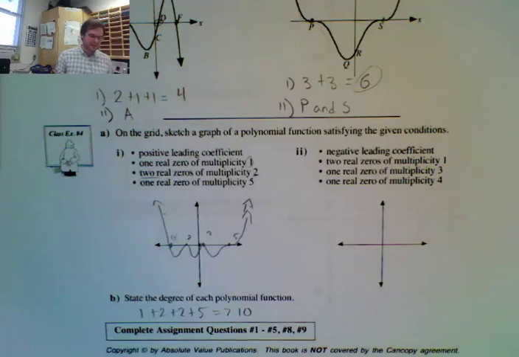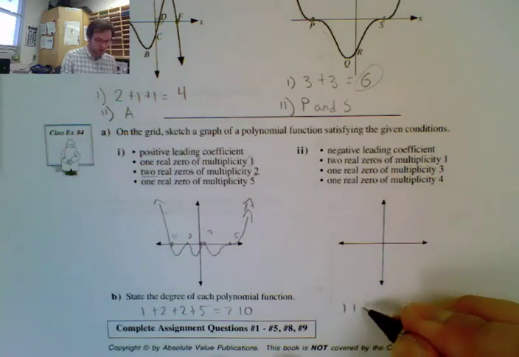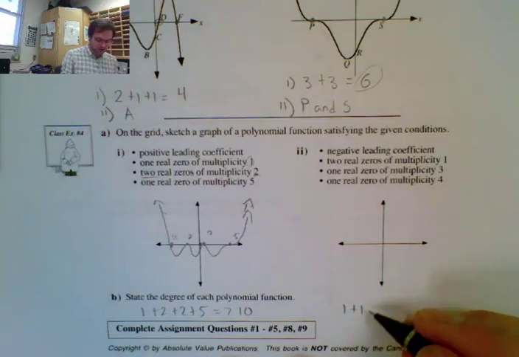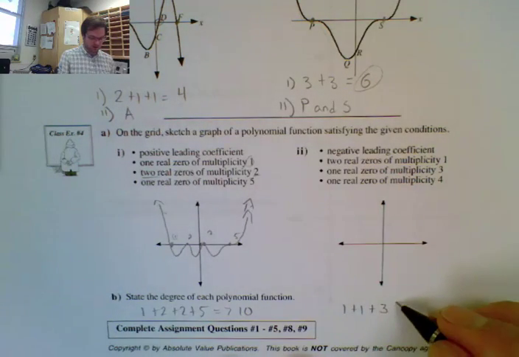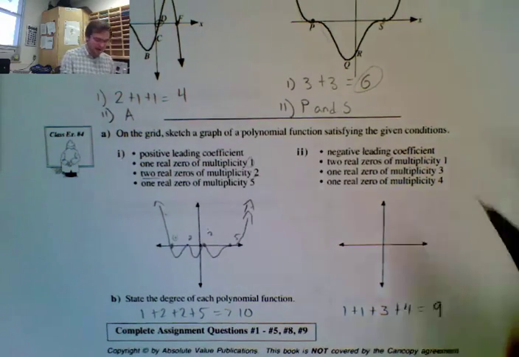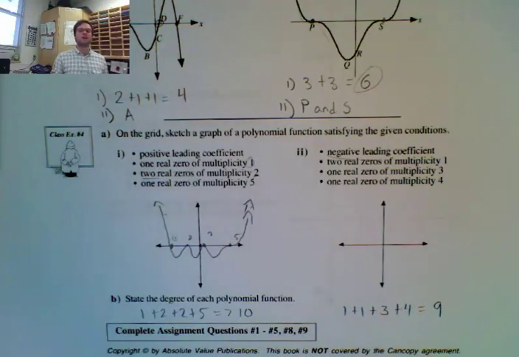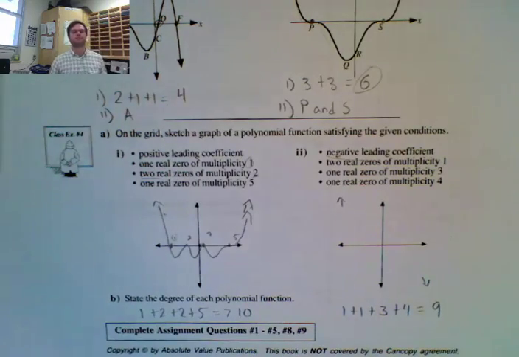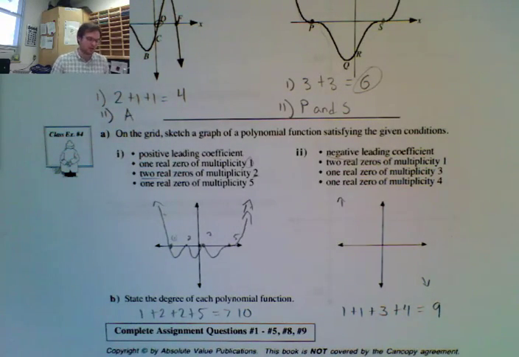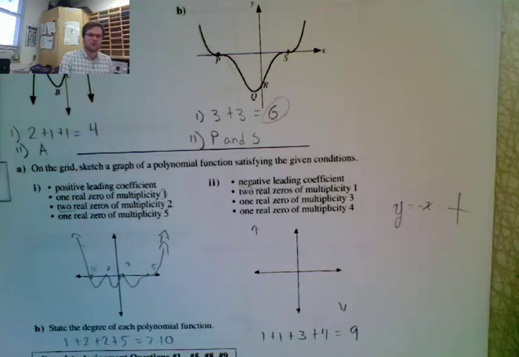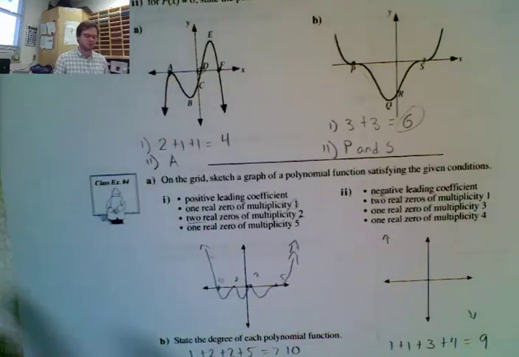Okay, now the next one says negative leading coefficient, 2 real zeros of multiplicity 1. So that's 1 plus 1. Find my degree first. First thing I always want to do is find my degree. 1 real zero of multiplicity 3, so plus 3. And 1 real zero of multiplicity 4, plus 4. So that gives me 5, which is going to give me a total of 9. And it's a negative leading coefficient. So that's going to be a decline, right? So I'm going to go from here and end here somewhere. Okay? So it's from 3 to there. Because if I looked at y is equal to negative x, that graph looks something like this.